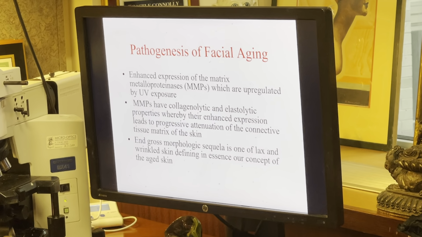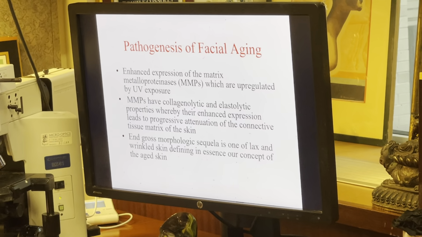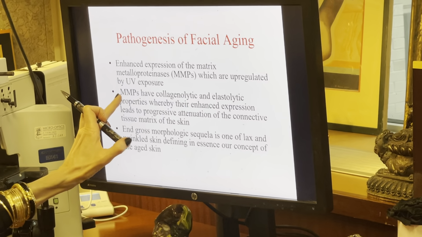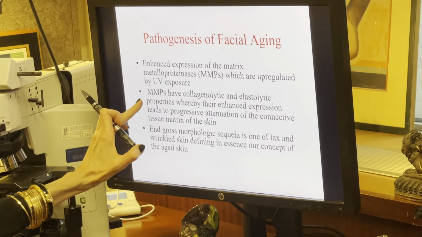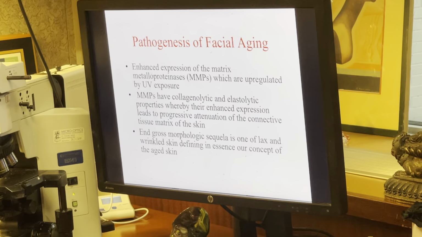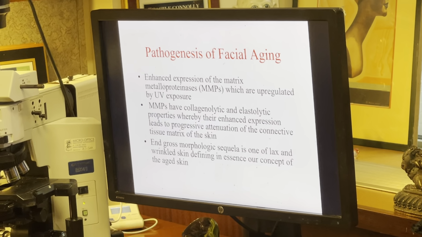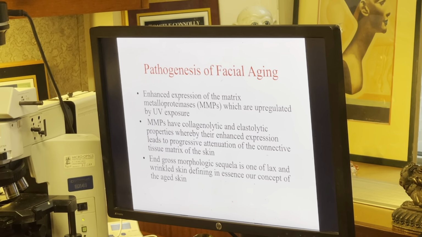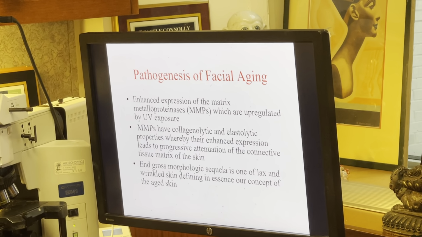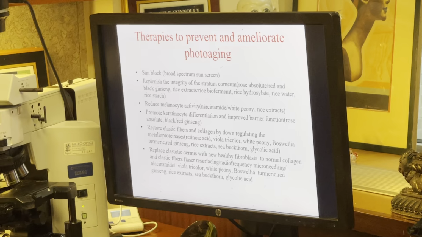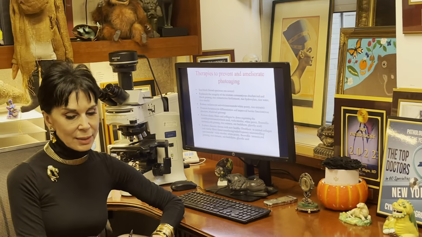So again, we have the enhanced expression of these metalloproteinases upregulated by UV exposure. These metalloproteinases have collagen-lytic and elastolytic properties, leading to progressive attenuation of the connective tissue matrix of the skin. And the end gross morphologic sequelae is lax and wrinkled skin, basically. So now we have to address, and this is the end of my talk, therapies.